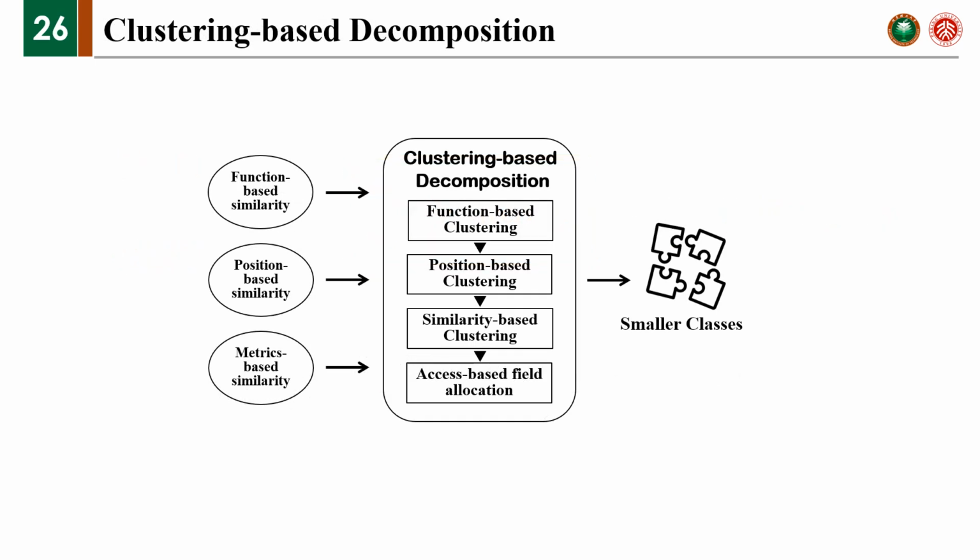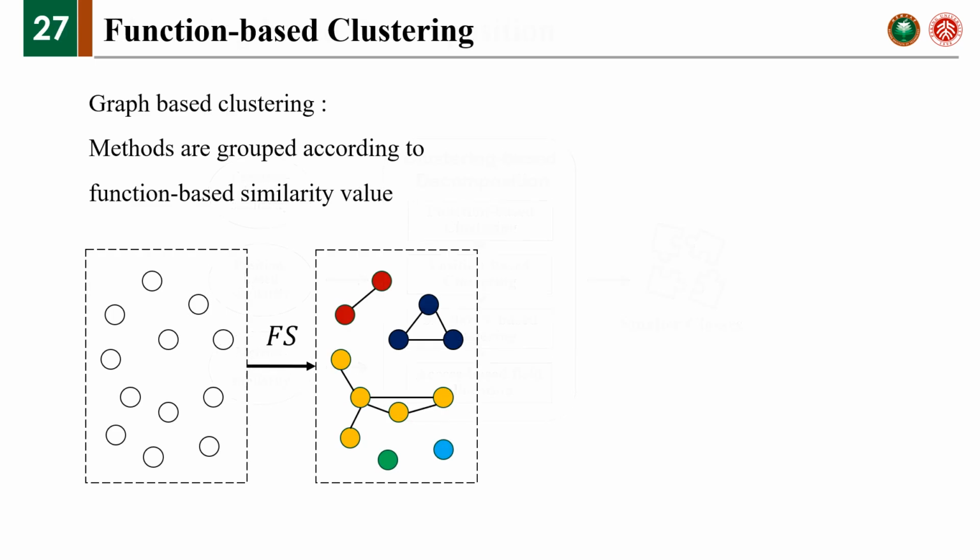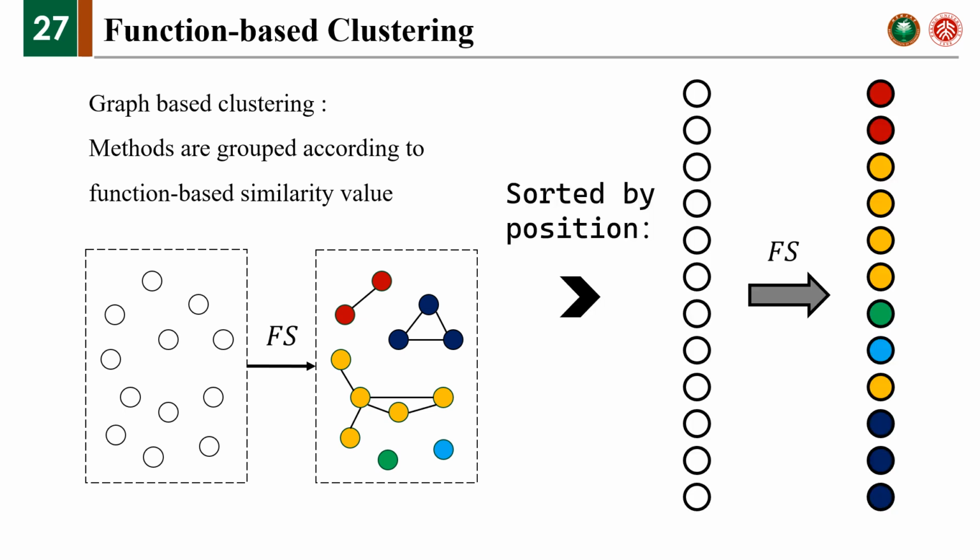Second part is the clustering-based decomposition. It contains 4 steps. First, function-based clustering. In this step, we cluster the methods in the God class by a graph-based clustering, which treats each method as a node, and edges are made depending on the function-based similarity value. Like the figure shows, methods are presented as circles and methods in the same cluster are marked with the same color. We can further present this figure like this, which sorts the methods by their position in code. In this example, a class containing 12 methods is divided into 5 clusters in the function-based clustering.